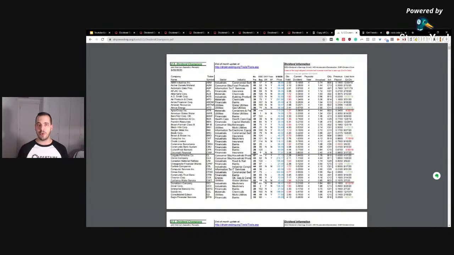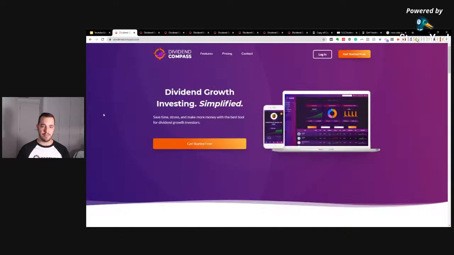While it's a great starting point, I wanted to create a way to find all these companies using an API, data that's provided for you and gets updated at least once a day, if not more often. So that's basically what I did, guys. I created an app called Dividend Compass. This is the page. You go to dividendcompass.com. I've just put this live very recently. I've had some beta testers go through it.